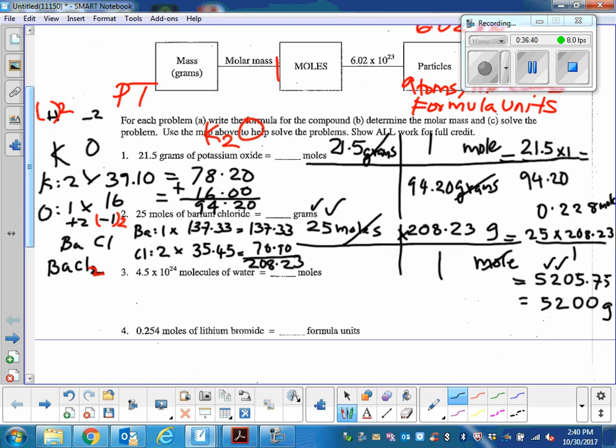Let's do the next problem. 4.5 times 10 to the 24 molecules. What do I bring down? Bring down the molecules.